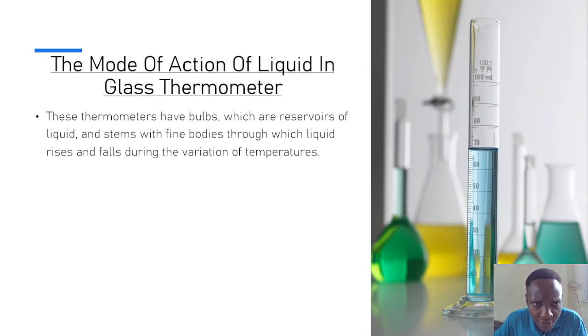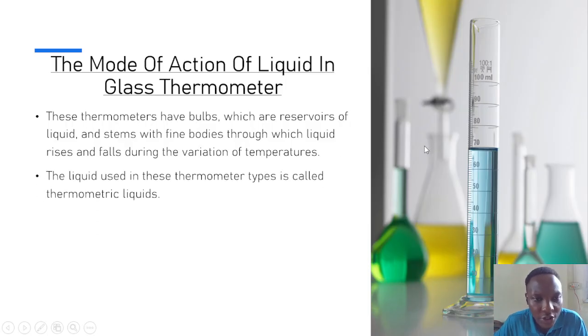Now, these thermometers have bulbs, which are reservoirs of the liquid, and stems with fine bores through which the liquid rises and falls during the variation of temperatures. The liquid used in these thermometer types is what we call the thermometric liquids. So the liquids that can be found in these kinds of glass thermometers are what we call the thermometric liquids.